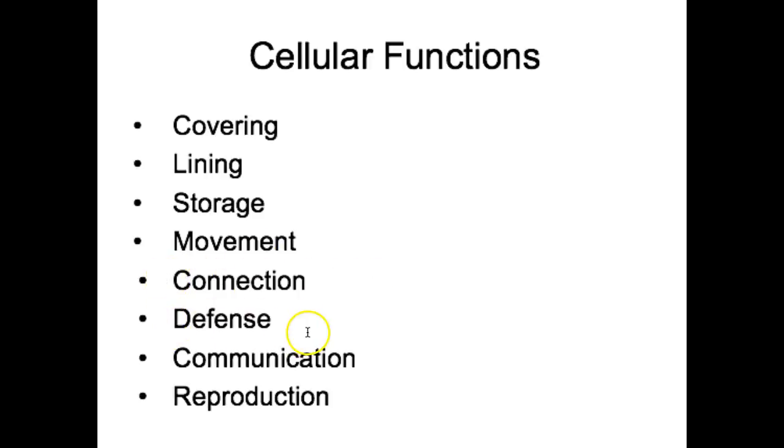Connections, defense. Your white blood cells, for example, are going to need to travel around the body and be able to invade tissues to eat invaders or destroy invaders in some way. Some of them will communicate with other body parts, usually chemical communication. They're going to produce chemicals that are going to go to other cells and cause changes in those other cells. And of course, reproduction: our gamete cells, our oocytes, our sperm.